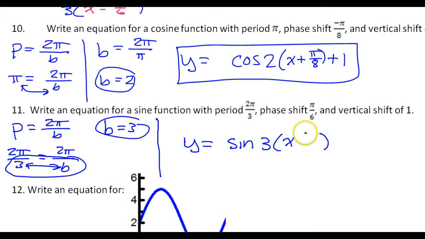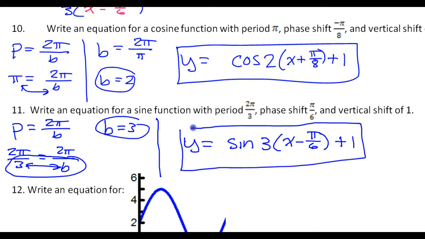This is a positive pi over 6, so I'm going to put negative pi over 6 in here. And then a vertical shift of 1, so I'm going to put that plus 1 on the end. They didn't say anything about the amplitude, so kabam.